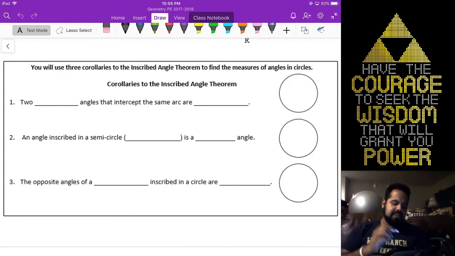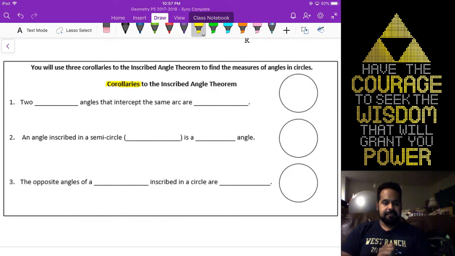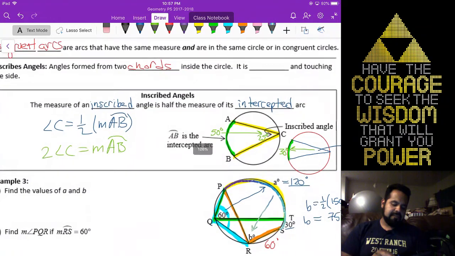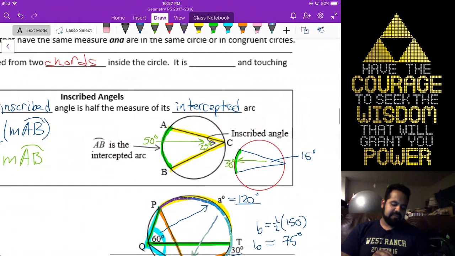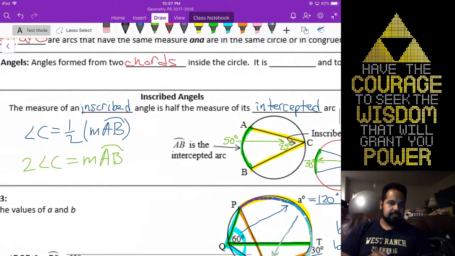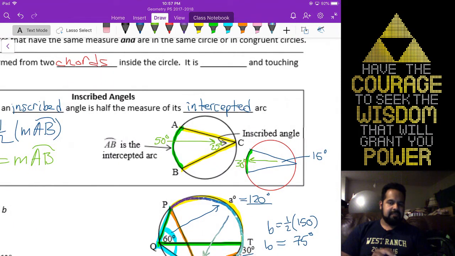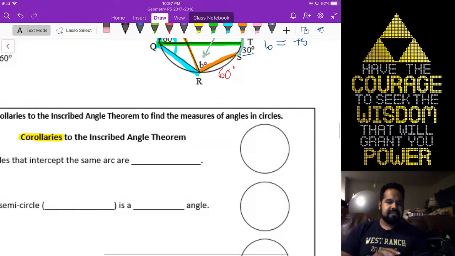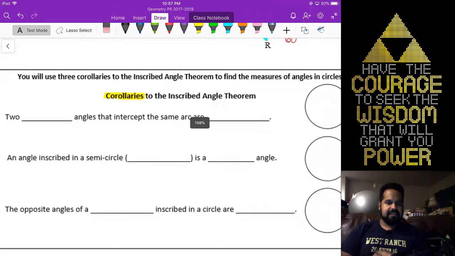So we're going to start with corollaries. Now the corollaries are just a fancy word for extensions or properties of theorems. So based on the theorem that we learned earlier about inscribed angles, we learned that the inscribed angle is always half the measure of the intercepted arc. So from there we're going to gain three properties.